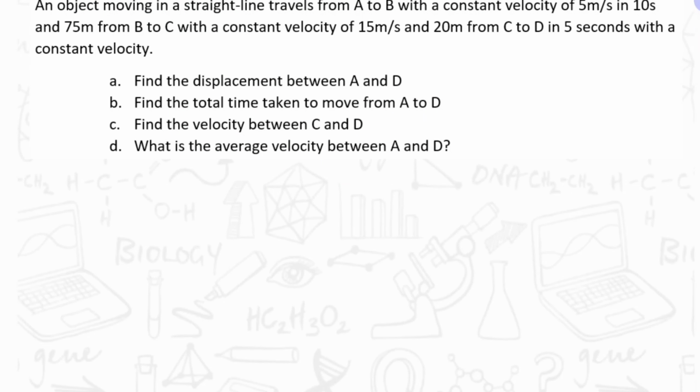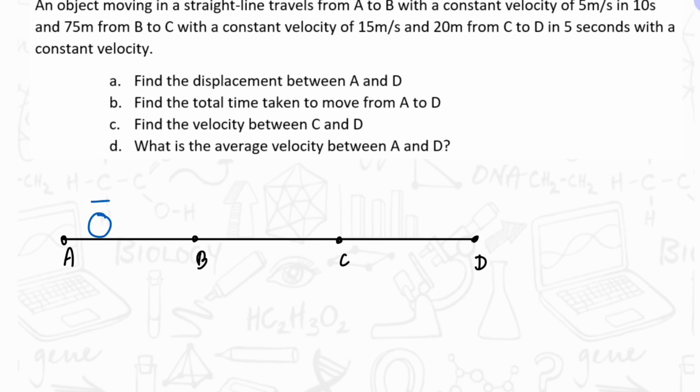In order to understand this concept clearly, let's move on to a question. Feel free to pause the video and try it yourself. Now here, for the given data, let's draw a diagram. We have A, then B, then C, finally D. Now, from A to B, the object travels with a velocity of 5 meters per second within a time of 10 seconds.